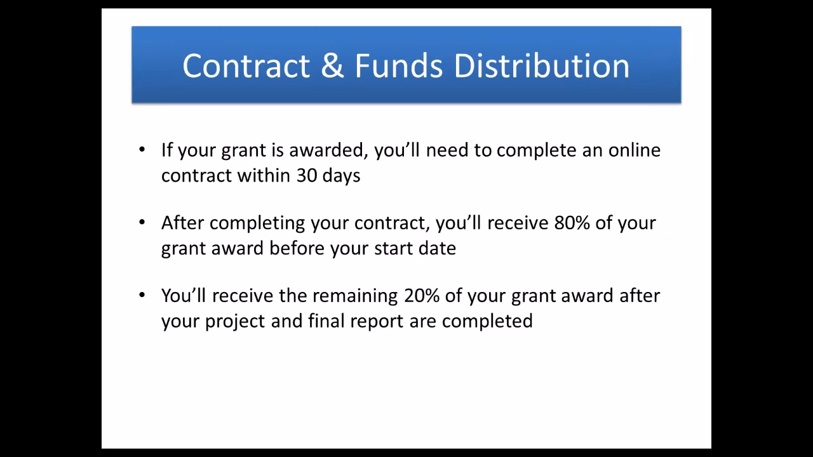If your grant is awarded, you'll need to complete an online contract within 30 days. And we talked about where you can find that online. After completing your contract, you'll receive 80% of the grant award before your start date, and then you'll receive the remaining 20% after your project and your final report are completed.